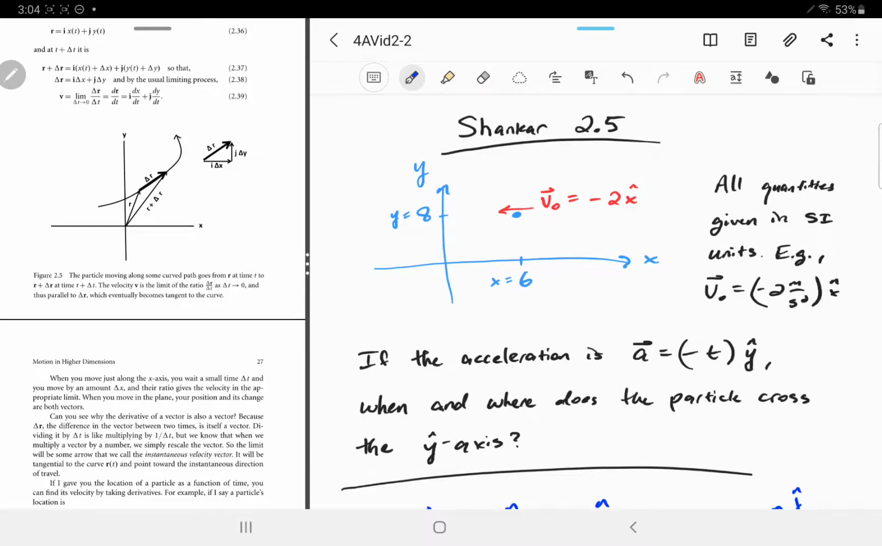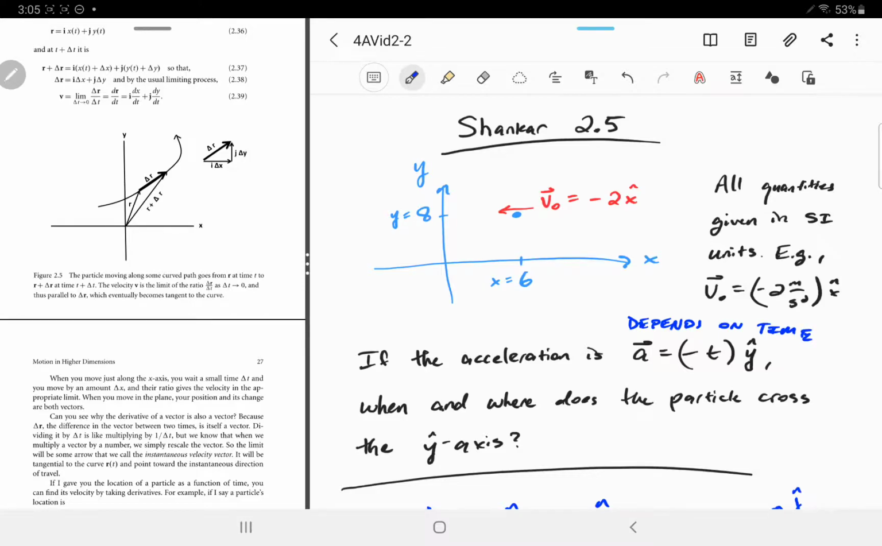So, if we wanted to be careful with the units, we would write it in like that. Okay, so we're given an initial velocity of the particle, and we're given an acceleration of the particle, which depends on time. So I want to emphasize that this depends on time.